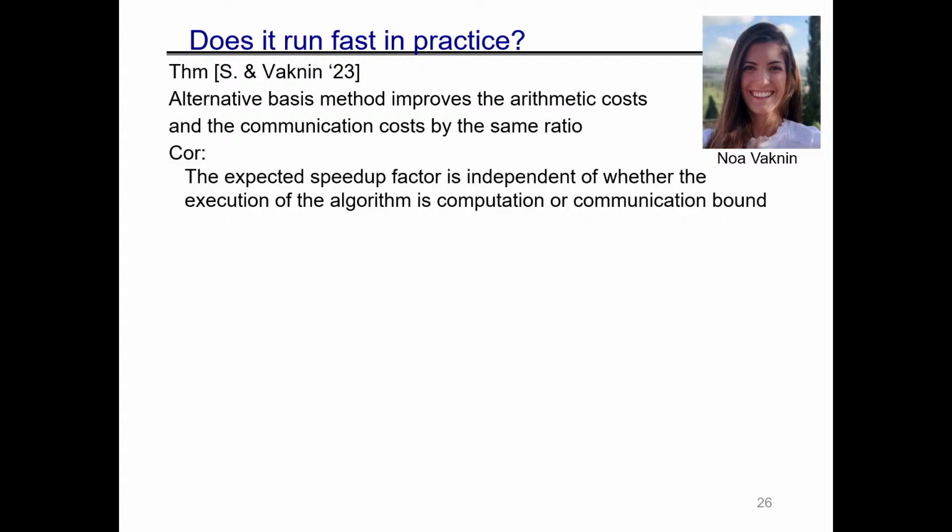Okay, does it run faster in practice? And the answer is yes. What Noah, my grad student, showed is exactly that: the method of alternative basis, of basis changes, can be implemented in a way that minimizes communication costs and reduces the communication costs by at least the same factor, and sometimes even higher. That means that regardless of whether the computation is communication bound or arithmetic bound, you get the expected speedup.